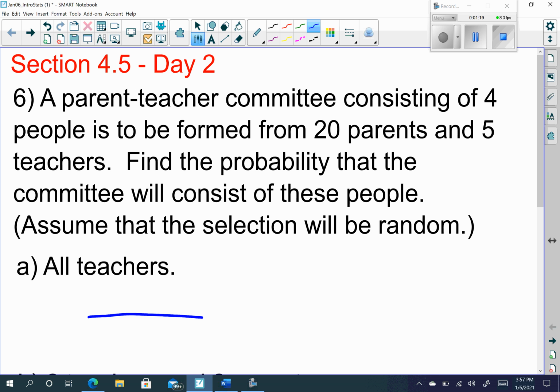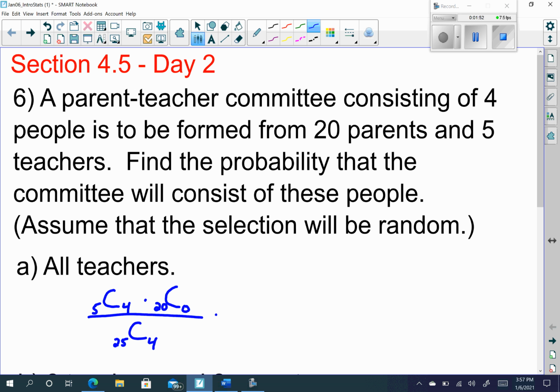So the committee has 4 people. There's 20 parents and 5 teachers. So if we started with the teachers, there's 5 teachers to pick from. We want all 4 to be from that. Now, technically, we don't want any of the parents. So you really don't have to write out that combination. Or if you chose to do so, that would be from 20 parents, but we're choosing none of them. So anytime it's a combination of some number, choose 0, it's always going to equal a 1. And then we'll divide by, we have 25 people altogether, and we're picking 4.